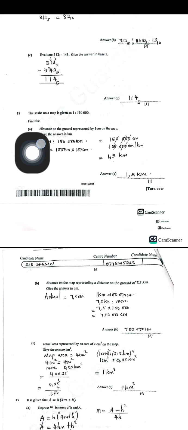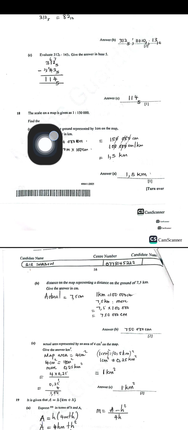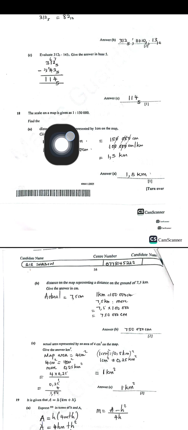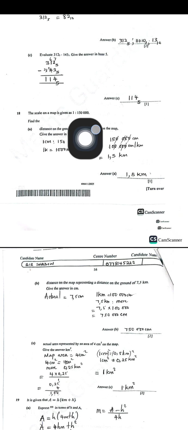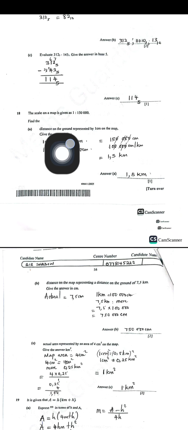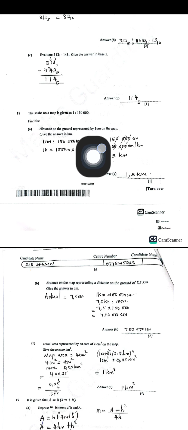Right, let's move on to another question, which is number 18. Question number 18, the scale on a map is given as 1 is to 150,000. Find the distance on the ground represented by 1 centimeter on the map, give the answer in kilometers.